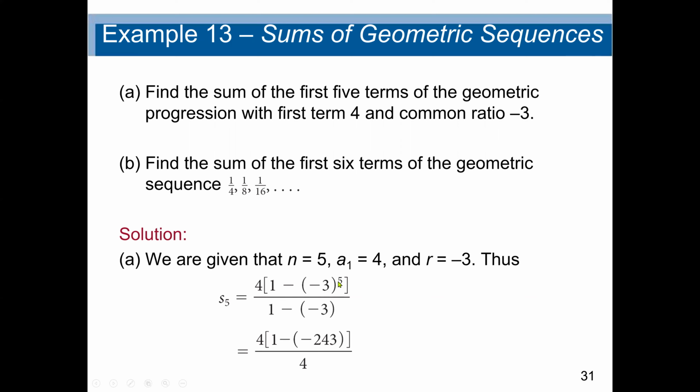Again, 5 is an odd number, so our answer will be negative. 3 to the 5th will give us 243. Negative will give us positive, so we get 1 plus 243, that is 244, over 4. The 4s here will cancel each other. We have 4 at the top, 4 at the bottom. They cancel, and we get 1 plus 243. So our final answer will be 244.